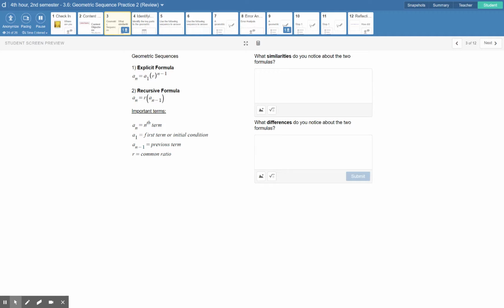Explicit tells you what term you're looking for. So if it says find the 12th term, that's going to be your n. Where recursive is trying to find the next term using the previous term. So that could be a difference. Because inside the parenthesis, it's the previous term multiplied by the ratio. Where in explicit, it is the first term times the ratio raised to whatever you're looking for minus 1, which we'll go in depth later on.